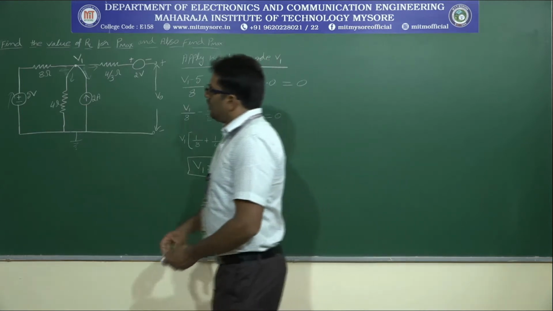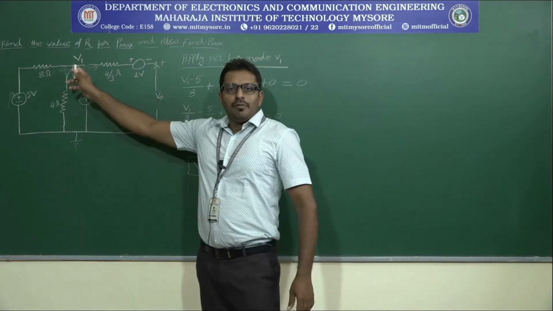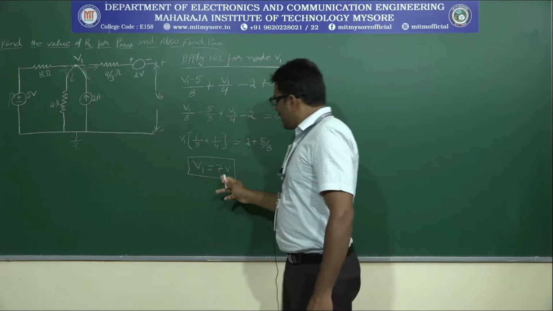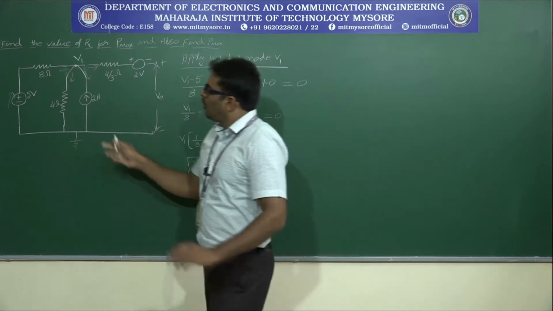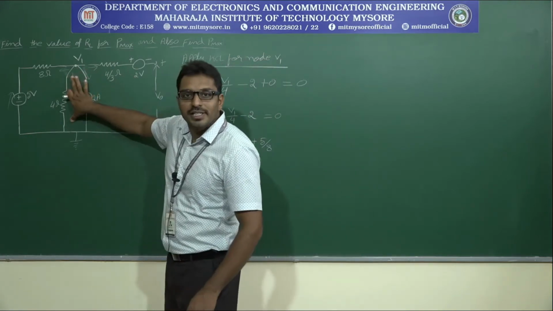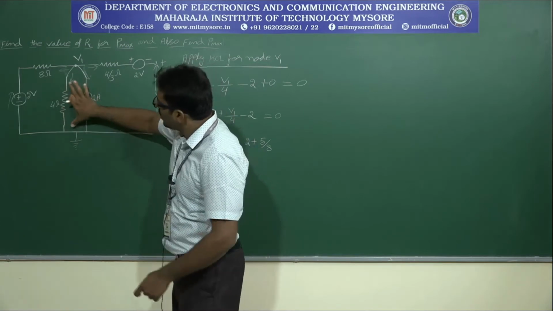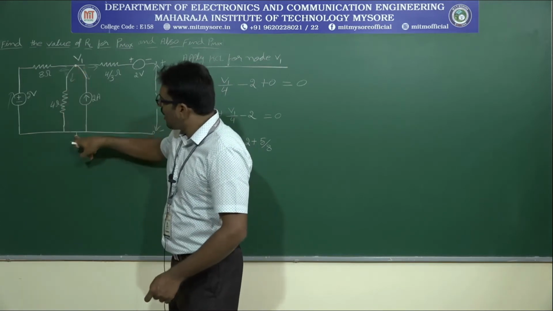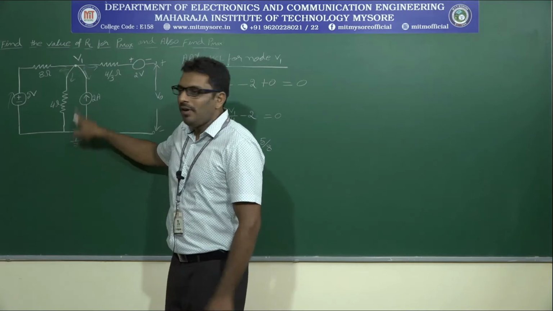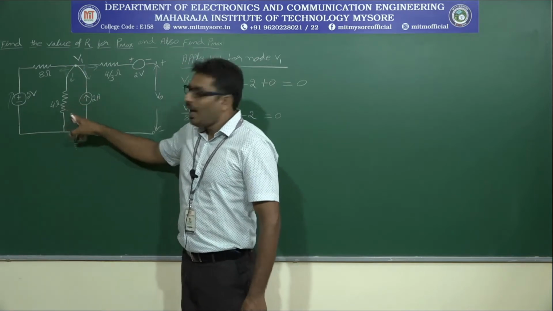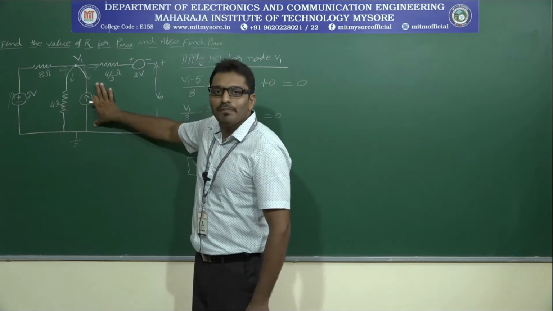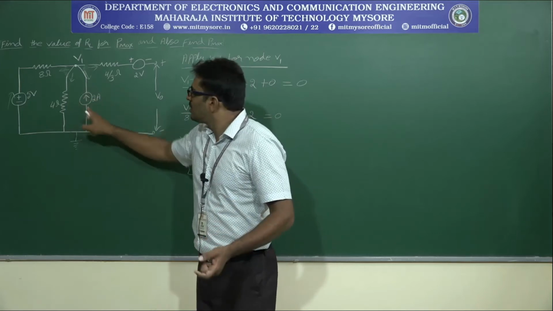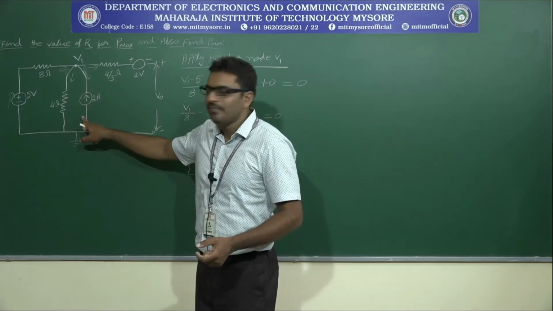So, the voltage at this node point is 7 volts. Therefore, the voltage across the 4 ohm resistor is 7 volts. Because what is the voltage across the 4 ohm resistor? V1 minus 0. Therefore, V1 is equal to 7 volts. Again, what is the voltage across this 2 ampere current source? Once again 7 volts, because these two are connected in parallel, right?